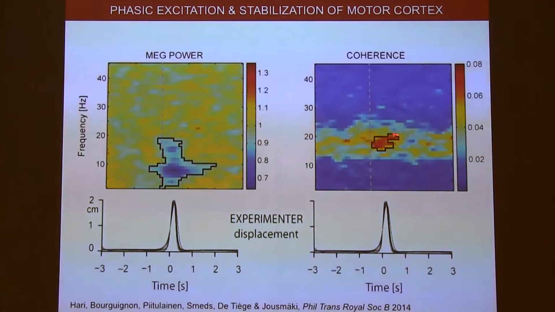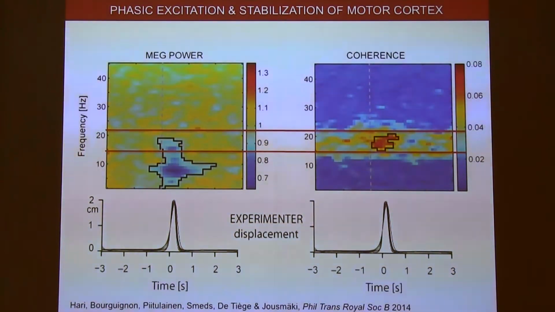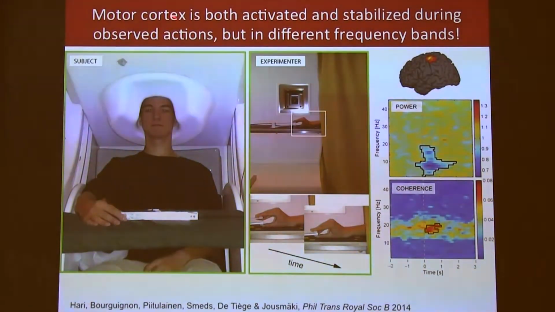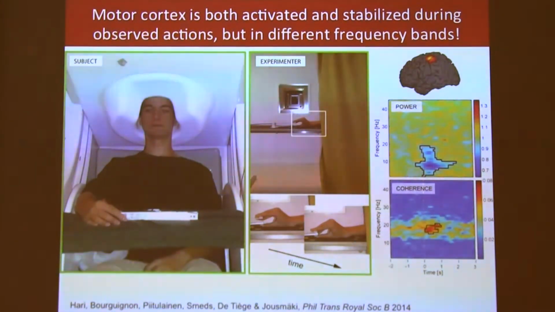So we see that after this action there is an increase in this cortex-muscle coherence, telling that primary motor cortex is activated, but it's also stabilized more, which is somehow strange. But we see that these don't occur exactly at the same frequencies. So our conclusion from this somewhat complex experiment is that motor cortex is both activated and stabilized during observed actions, but in different frequency bands, telling that most likely there are different neuronal populations.